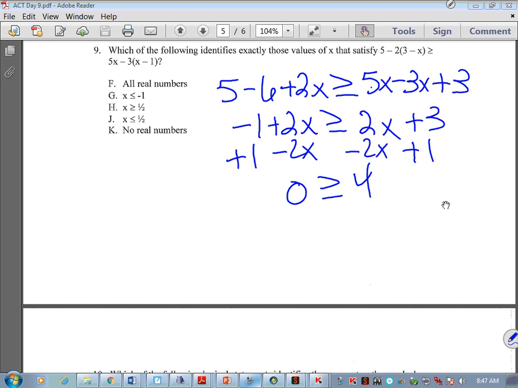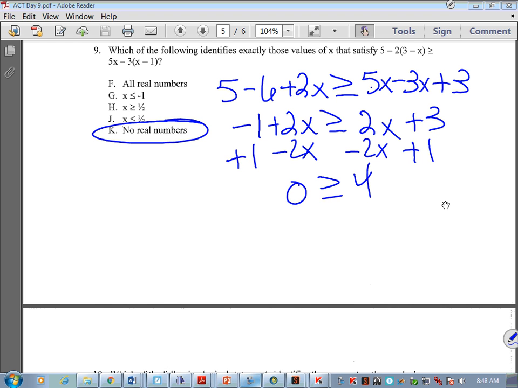No. Because of that, it doesn't matter what number I plug in for x, I'm always going to get an inequality that is not true. And because it's never true, there's no real number I can plug in for x that's going to give me a true statement. Therefore, it's unsolvable. Does that help you out there a little bit?